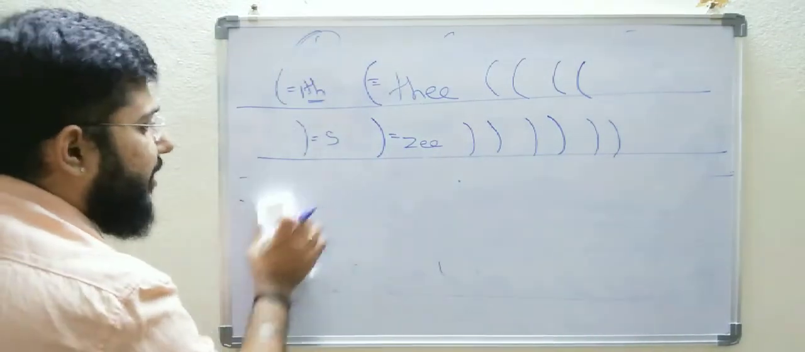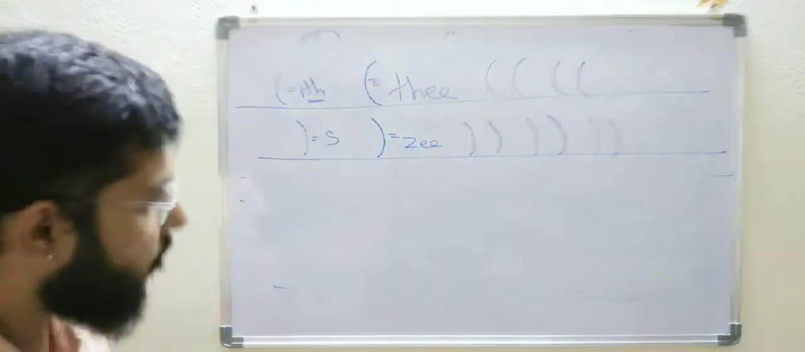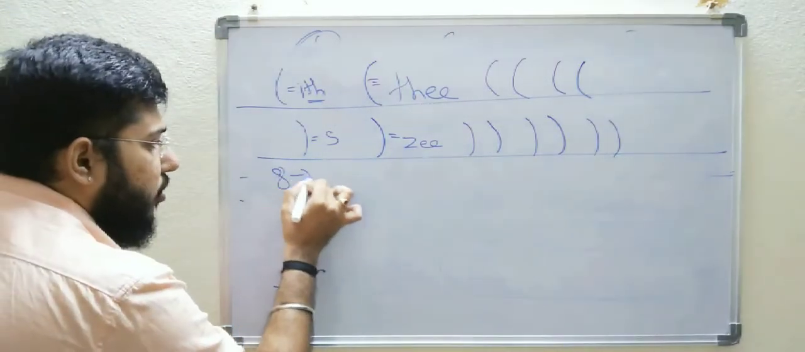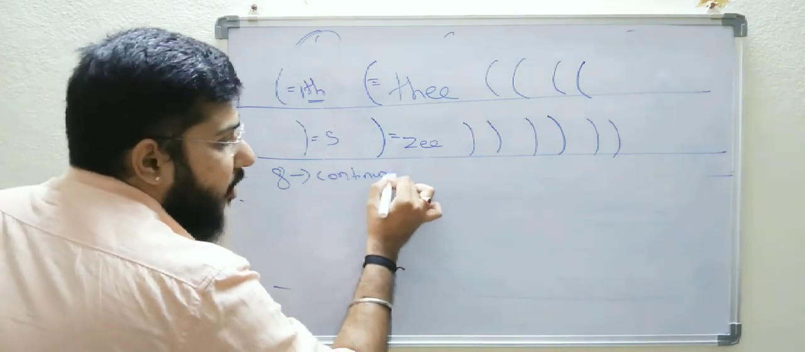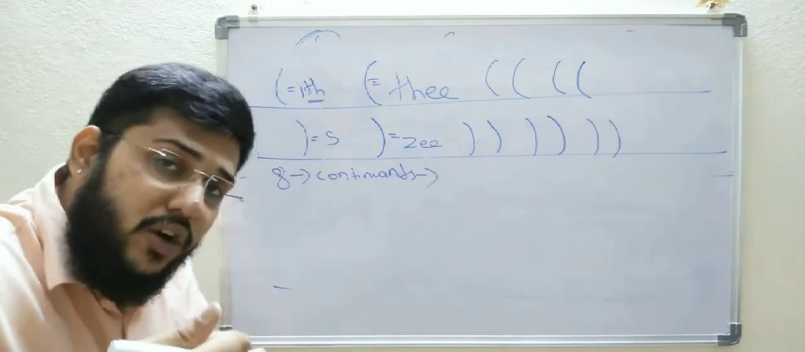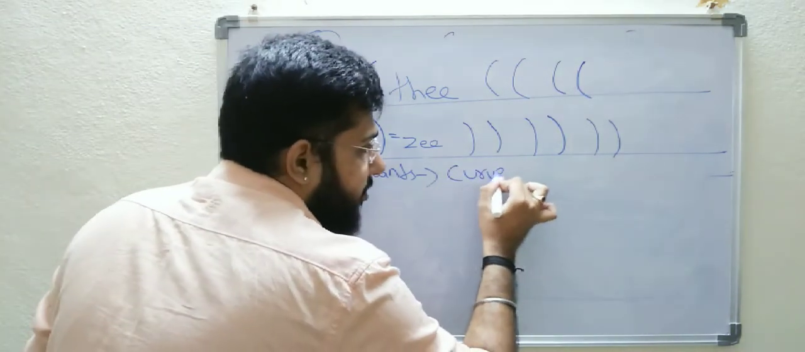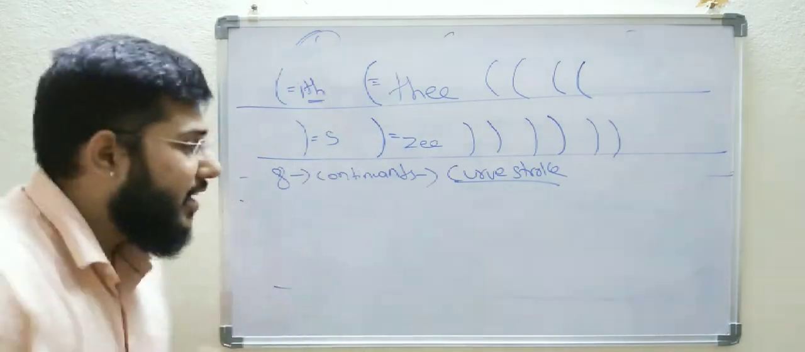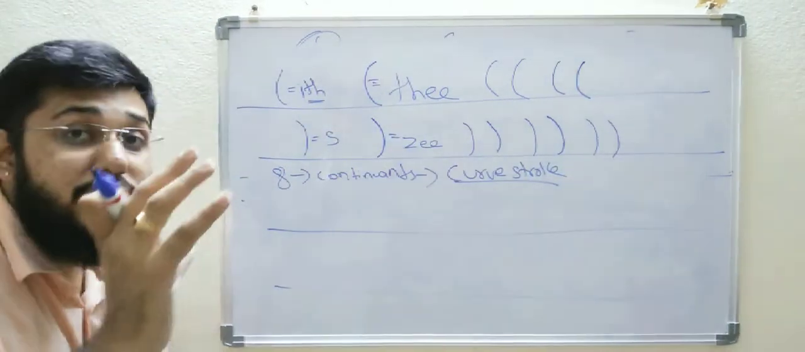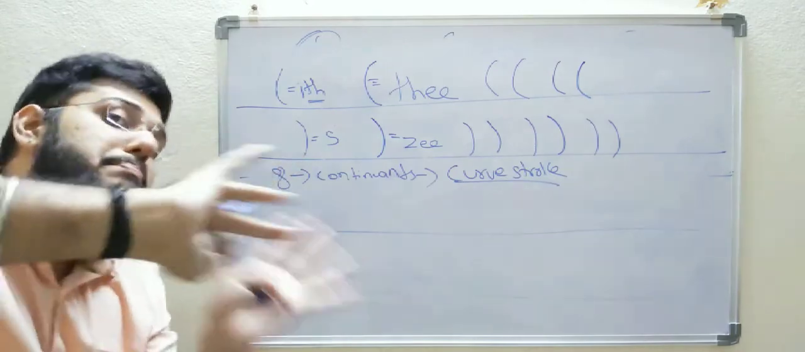Today's class we have learned the 8 strokes called continuance. You can also call it curve strokes. It's very easy to remember, right? Because all look like a curve. So let us see how to write these curves from the beginning.